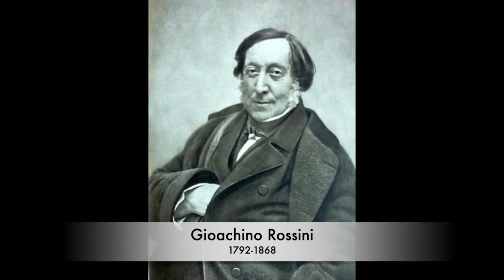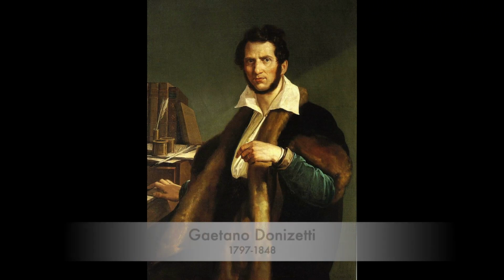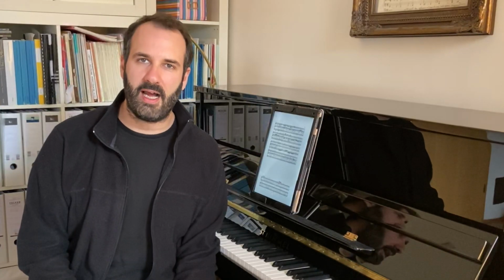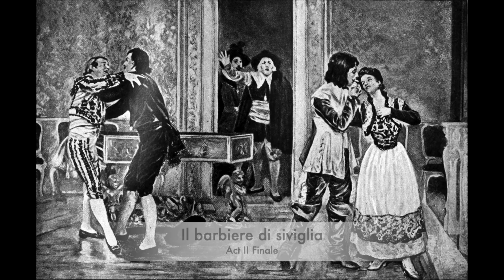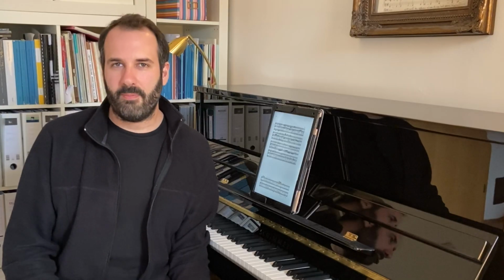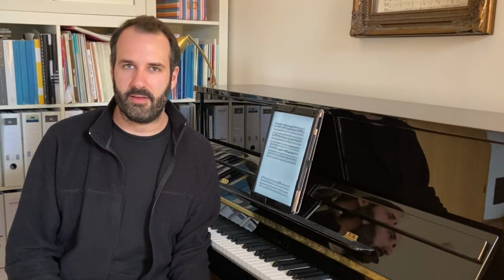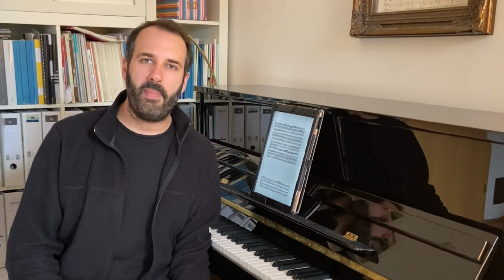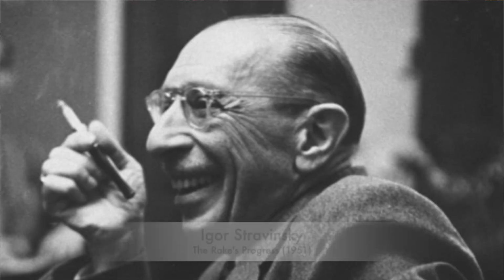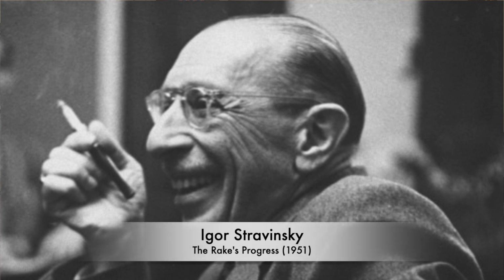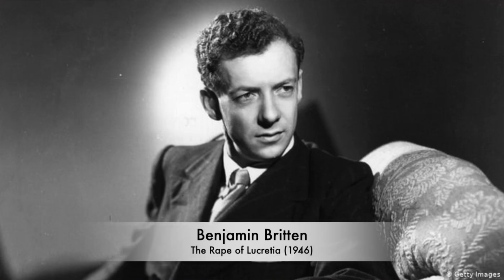By the 19th century, recitativo became unfashionable, and composers like Rossini and Donizetti had their students and assistants write the recitatives for them so that they could concentrate their efforts on writing arias and ensembles. By the middle of the 19th century, the Secco Recitativo eventually disappears, but it does, however, make a comeback in the 20th century operas of Stravinsky, The Rake's Progress, and Benjamin Britten, The Rape of Lucretia.